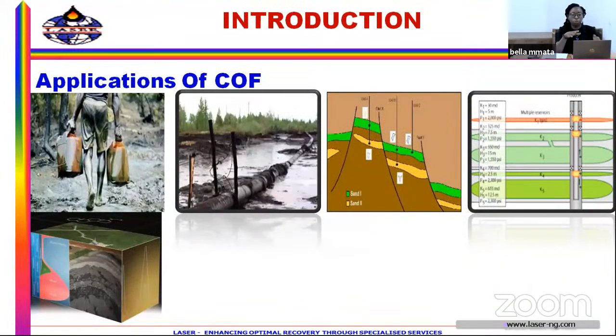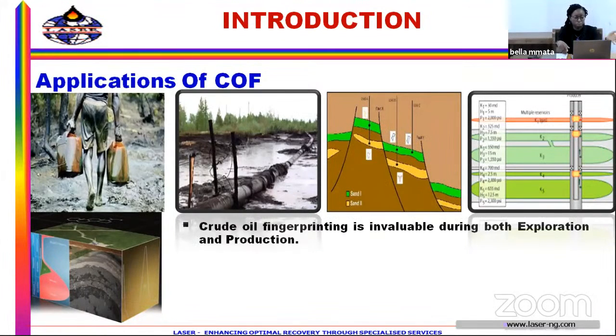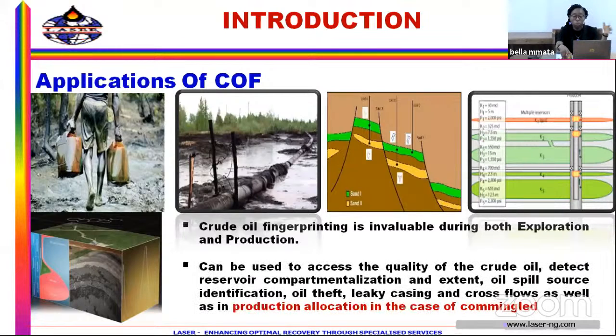Now, application of crude oil fingerprinting. Crude oil fingerprinting has found a lot of application in exploration, where we try to look at the source rock, the maturity, the biodegradation, and other things that have to do with the precursor of the oil. Currently, crude oil fingerprinting is being used for production and for development of the reservoir. And in this instance, it's used to assess the type of crude, the quality of the crude.